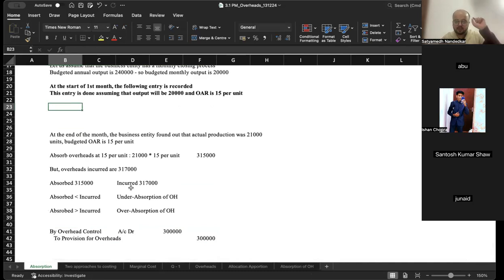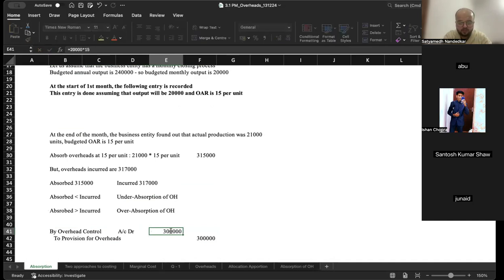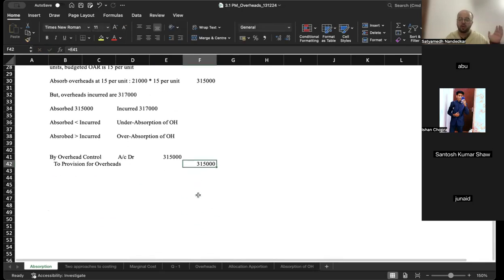but with 3,15,000 in mind. So my overhead control account will go, how will this be calculated? 21,000 into 15 and 21,000 into 15. Overhead control account debit to provision for overheads. And ultimately, you know that if I'm using the absorption costing method, this overhead will get added to product cost. So ultimately, what is this going to get added to? This is going to get added to inventory.